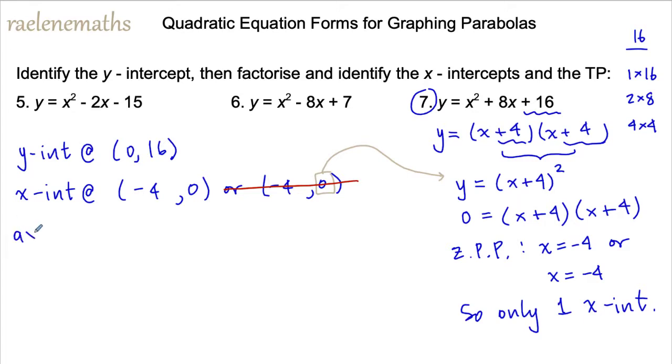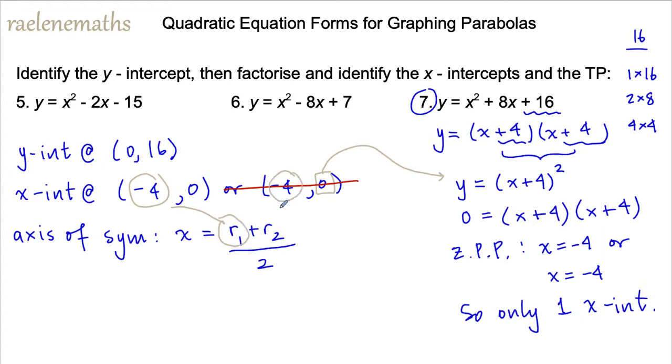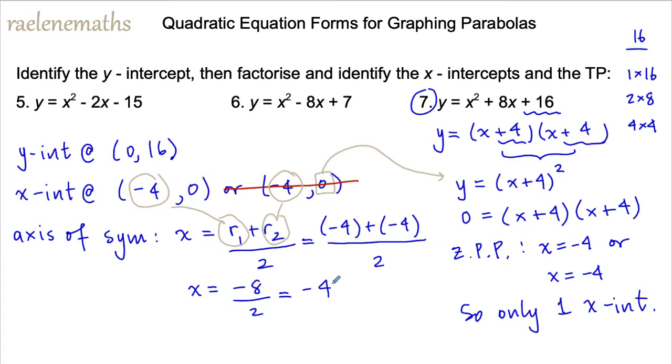And now, to get the axis of symmetry, we find the average of the two x-intercept numbers. In other words, we add r1 plus r2, divide by 2. Here we can take r1 to be negative 4, and we can take r2 also to be negative 4. When we add these together, negative 4 plus negative 4, and then divide by 2, we end up getting negative 8 divided by 2, which is negative 4. So the axis of symmetry equation is x equal to negative 4, and we notice that the x-coordinate for the axis of symmetry and the x-coordinate for the x-intercept is the same number.